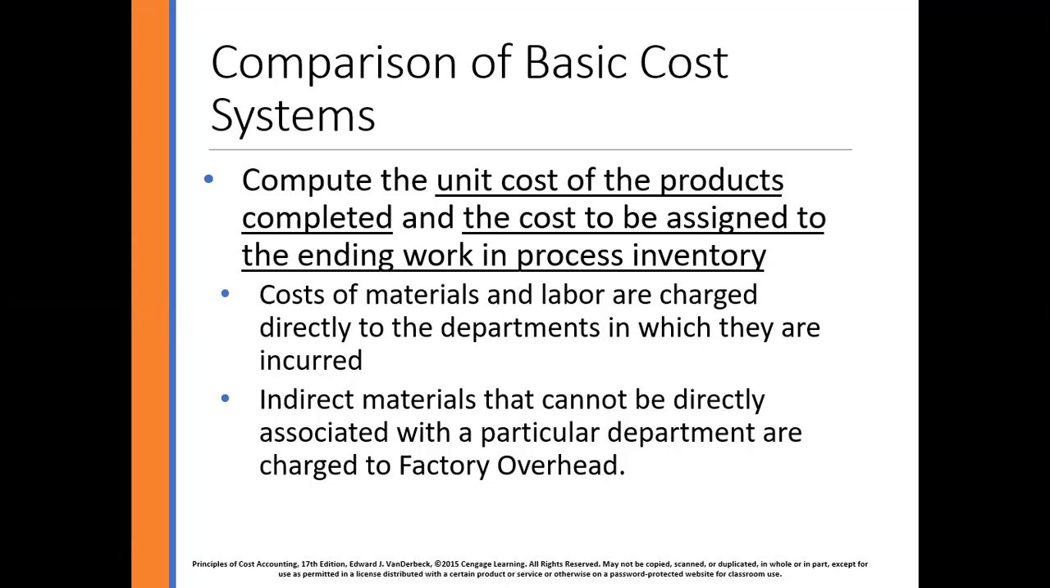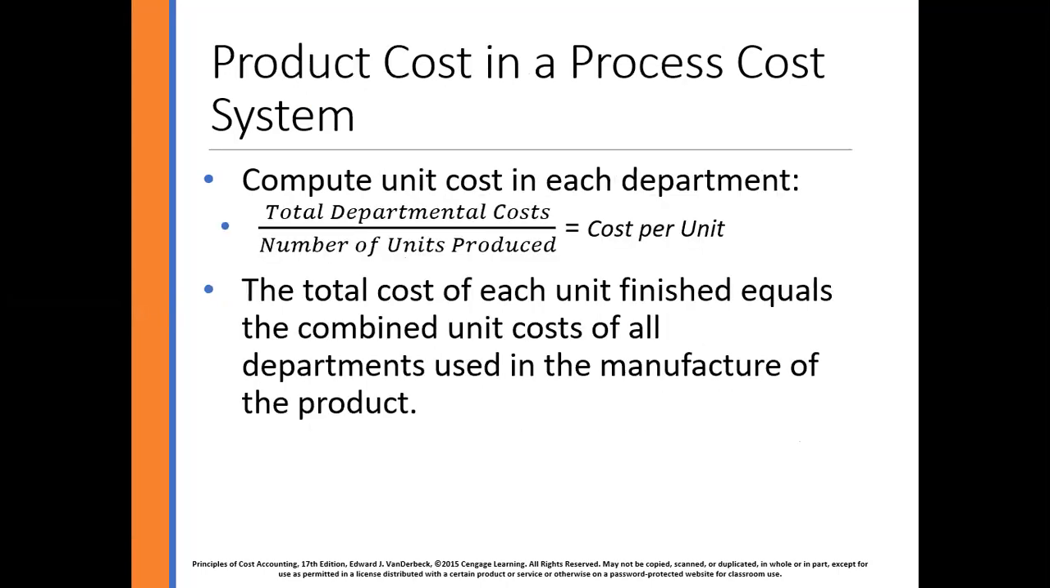The cost of materials and labor are charged directly to the departments in which they're incurred. And then indirect materials that cannot be directly associated with a particular department are charged to factory overhead. So we're going to compute the unit cost in each department by taking the total departmental cost divided by the number of units produced. They show this in your textbook, and it's not a difficult calculation, but I just wanted to show you.